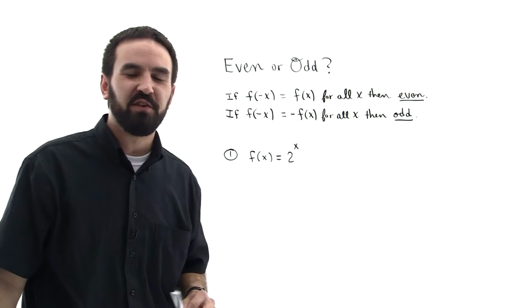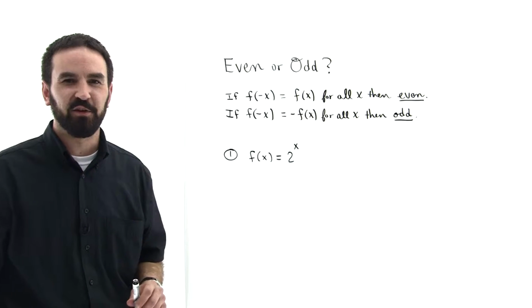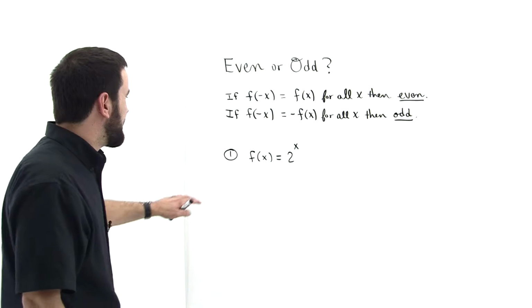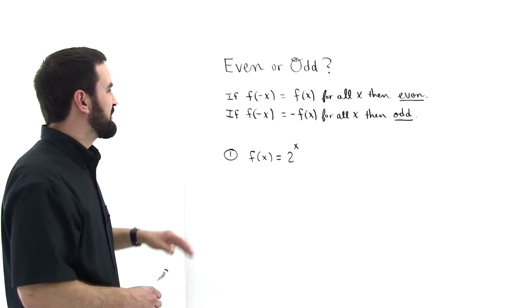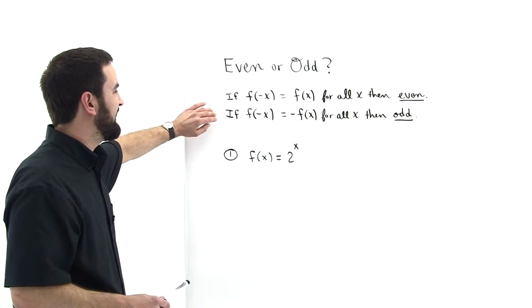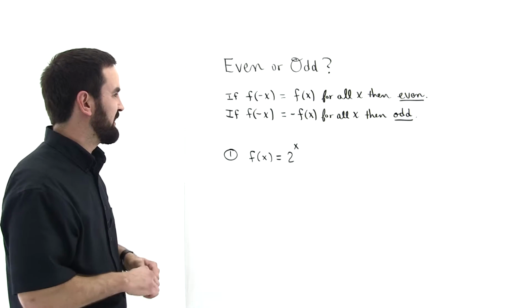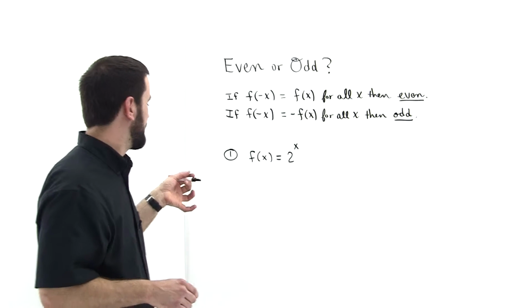Many functions are neither even nor odd. Let's take a look at one of those functions. So we have f of x is equal to 2 raised to the x power. So let's go through our test for the even and then our test for the odd, and then we'll take a look at the graphical approach.